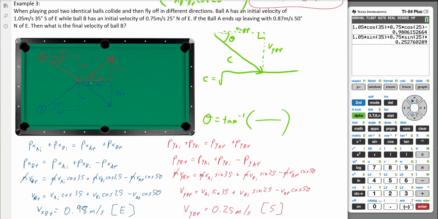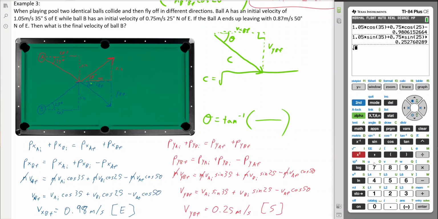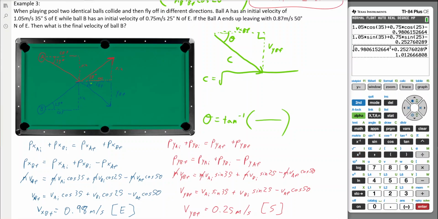Okay, so now that we know those two, we can plug them into the C squared equals A squared plus B squared calculation. So it's going to be like this, this number squared plus this number squared. So I'm just going to say 0.98 squared plus 0.25 squared, and we get 1.01 meters per second.